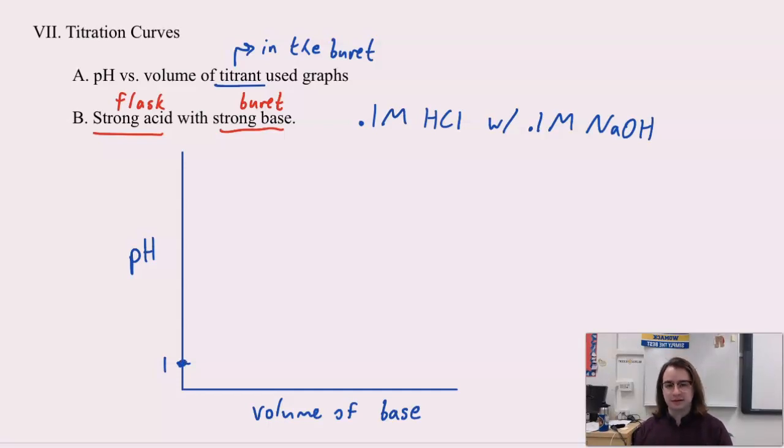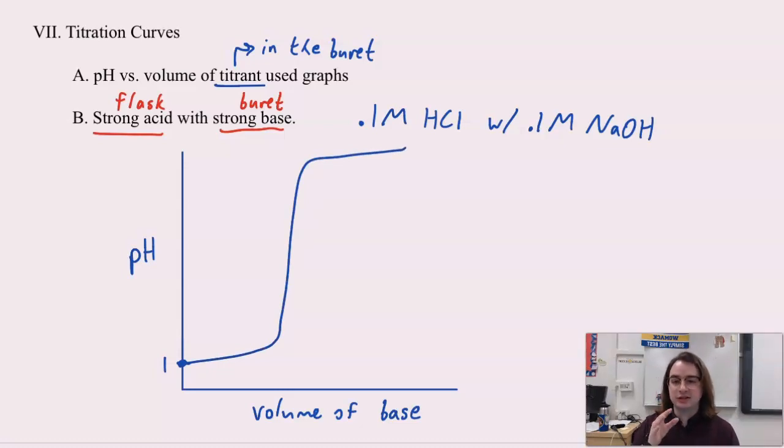So then here's what happens. When we add an amount of base, we would notice that the pH doesn't really change that much as we're adding base. But then there comes a point where even adding a little bit of base shoots the pH up. So we're going to go like this, and then like this. So this is not a lot of volume. It changes the pH very drastically.